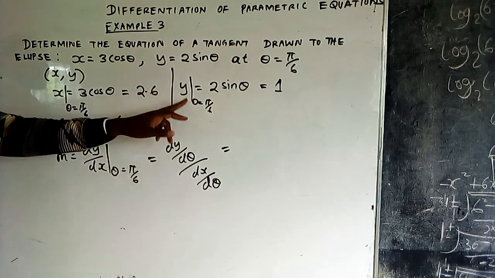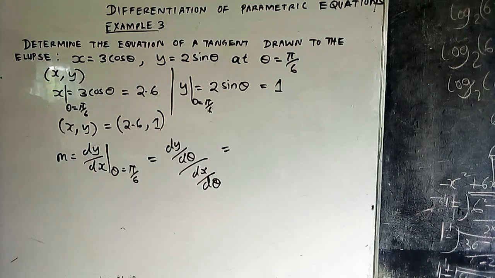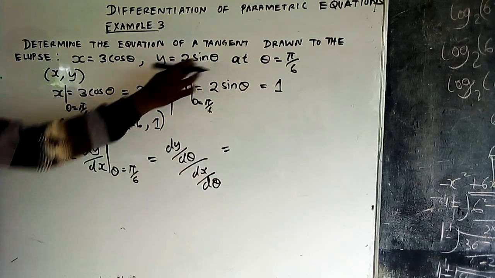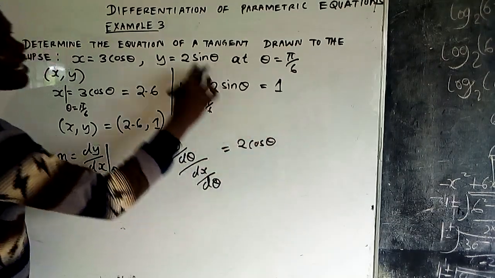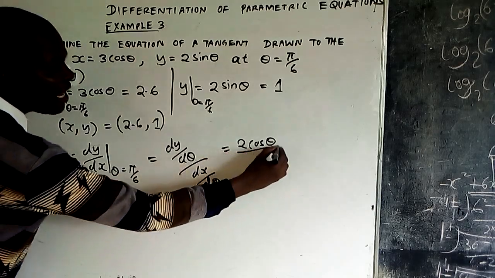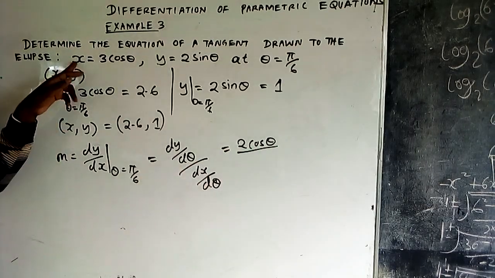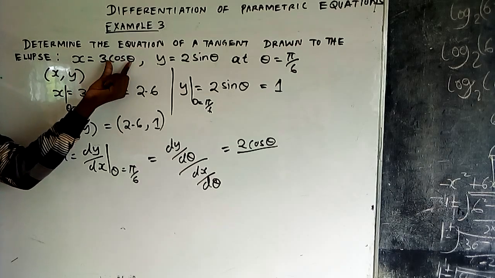So what is dy over d theta? Meaning you differentiate y with respect to theta. So if you differentiate this, what do you get? Y with respect to theta, you get 2 cos theta. If you differentiate sin theta, you get cos theta. This is constant. If you differentiate theta, you get 1. So we are done there. Over, what is dx over d theta? You are differentiating x with respect to theta. If you differentiate cos, you get negative sign.